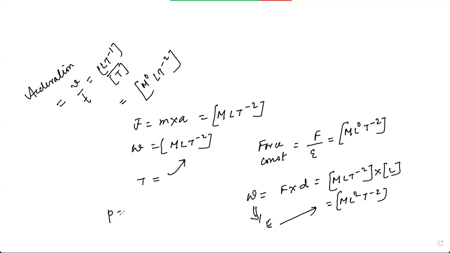Dimensional formula of power is M L^2 T^-2 by time, work, rate of doing work by time. So M L^2 T^-3. This is the dimensional formula of power.